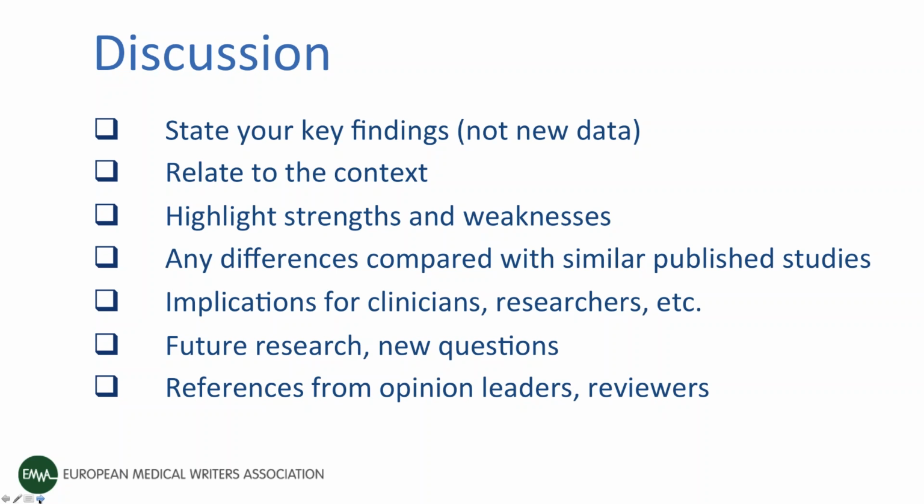The discussion can be in any sort of order. Again, it's perhaps less rigorous than other sections of the paper, but most journals tend to follow the same sort of pattern. What are the key findings? So there's no new data. How does that relate to what's happening in the world? So what is your data compared to the others? Any of the strengths and weaknesses of the paper, any differences with other publications or their strengths and weaknesses.